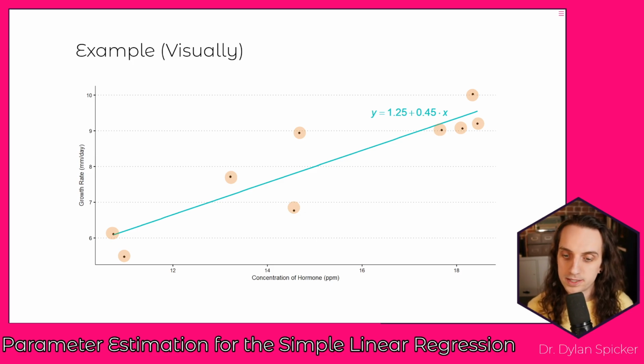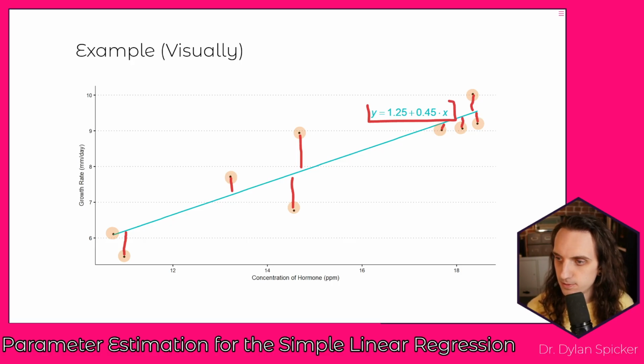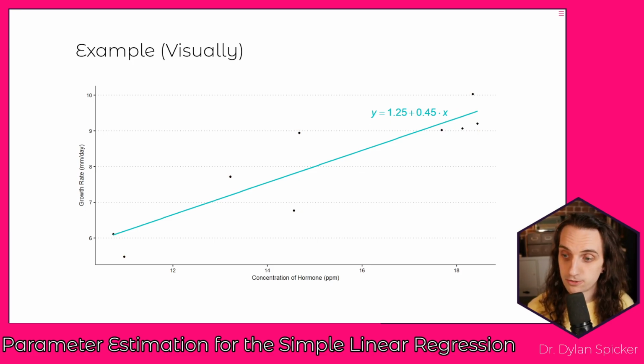The best way that we can do it is to think about all of these error distances, all these distances between these points and the line. Ultimately, we want to find a line that minimizes these distances, but specifically, we're thinking about minimizing the squared distances. If we plug in this blue line, y equals 1.25 plus 0.45 times x, that gives us the line that's plotted here, and we can see that it does a pretty good job of representing the overall pattern.